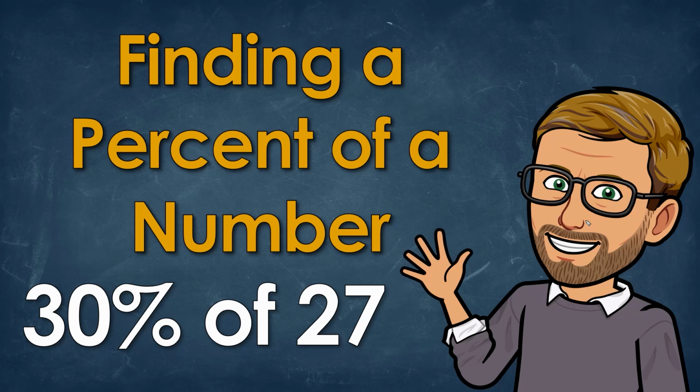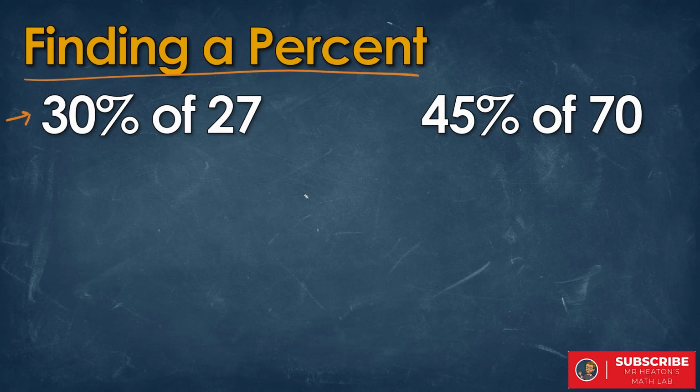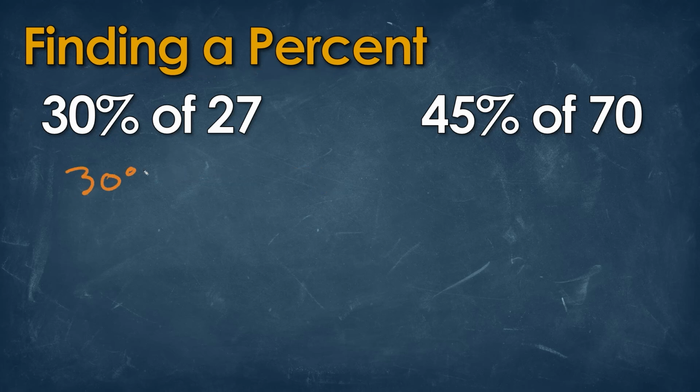In this video, we're going to learn how to find percents of numbers. Looking at this first question here, when we say we're going to find the percent of a number, we can think of it in terms of looking at a number line from 0 to 27 and asking what 30% of that value would be. First thing we're going to do is take that 30% and convert it into a decimal.